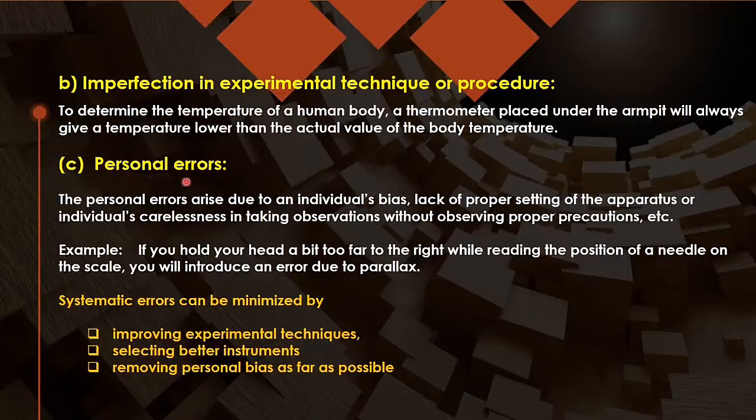Similarly, we can have the personal error that can also be systematic. Like if one person is in the habit of keeping the hand a bit towards right or towards left, then you will have the parallax error. Then I can ask your friend to take the same reading, and 2 or 3 persons can take it, and then we can take the mean value. That mean value can be taken as the correct value or true value. So it means systematic errors can be minimized by improving the experimental techniques, by selecting better instruments, and of course by removing personal bias as far as possible.